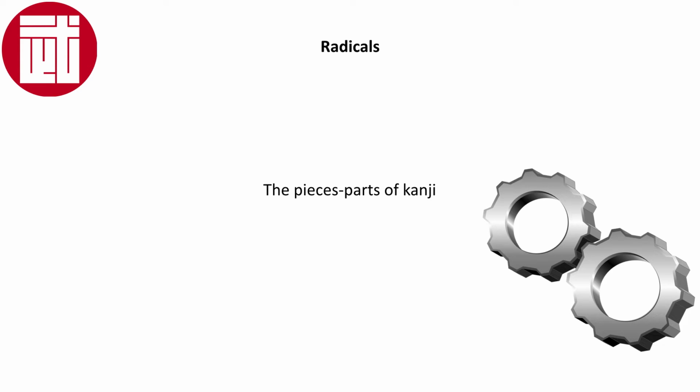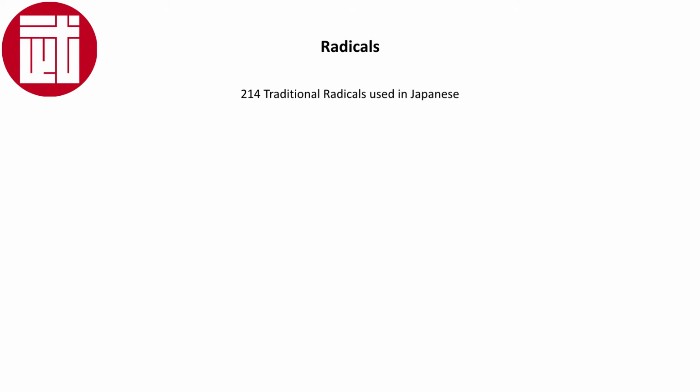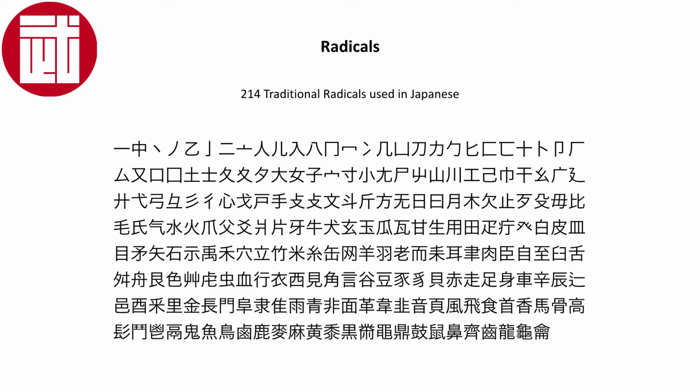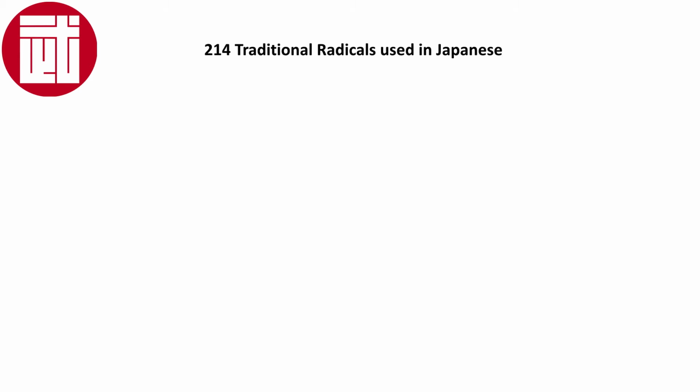Kanji are not just bunches of random lines and squiggles. They're made of parts, and these parts are called radicals. There are 214 radicals that are traditionally used in Japanese. There's no need to try to memorize this jumbled mess of characters. We're going to break them down into categories.